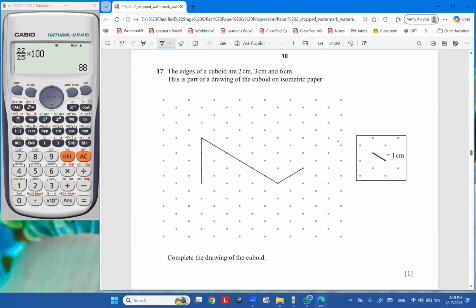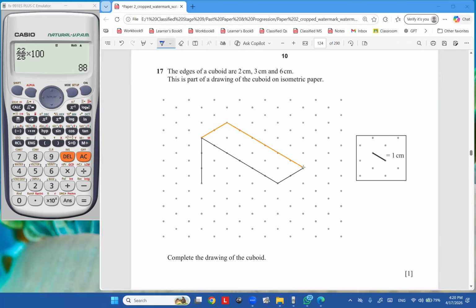The edges of a cuboid are 2 centimeters, 3 centimeters, and 6 centimeters. So here we're talking about the length, the width, and the height, 2 by 3 by 6. This is part of a drawing of the cuboid on isometric paper. Let me first get the straight lines. To draw the rest of the cuboid, we move 1, 2, up, right. Then from the other side, something parallel to it, 1, 2, this way, with a pencil. Then you connect them.